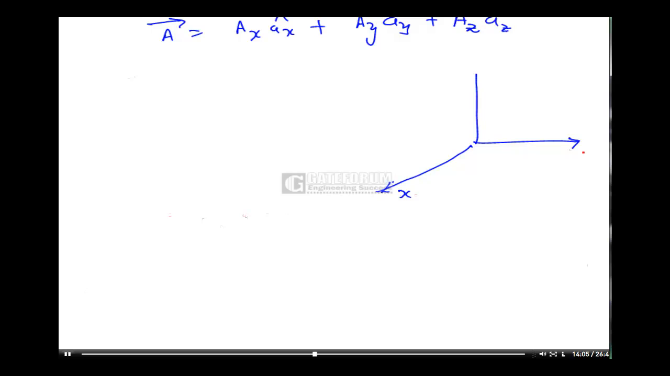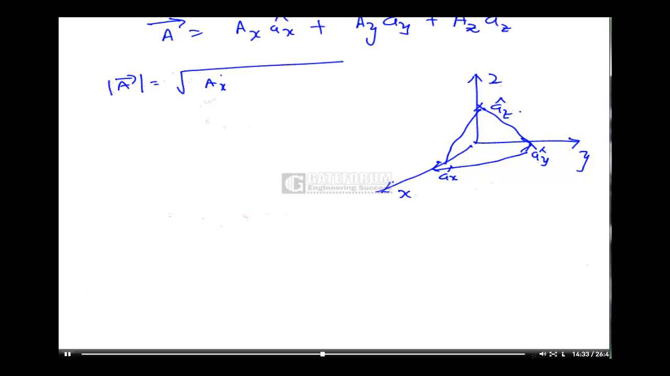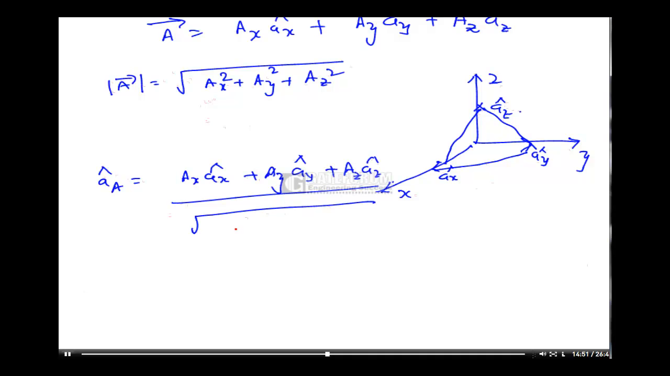This is x, y, z. So this is ax, ay, az. So a vector can be represented like this. Any vector a bar is the addition of these three values. Then the magnitude of a bar is given by the square root of ax square plus ay square plus az square. Therefore, the unit vector along a bar is defined as ax ax bar plus ay ay bar plus az az bar divided by the square root of ax square plus ay square plus az square.